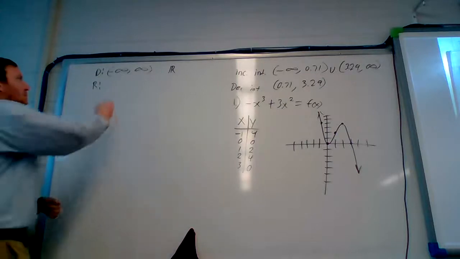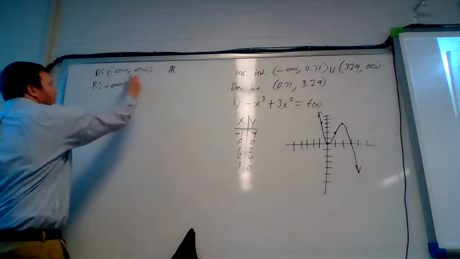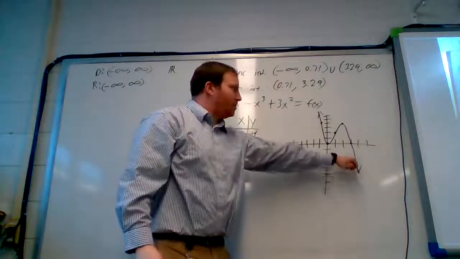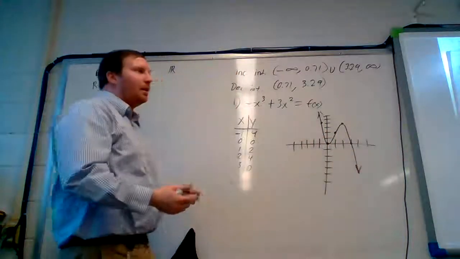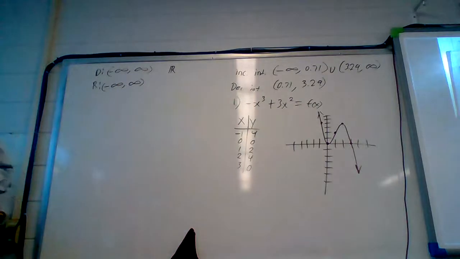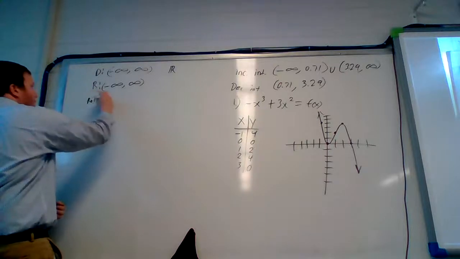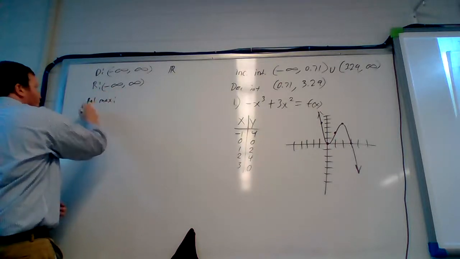Negative infinity to infinity, right? Lowest value up to our highest value, they're all connected. Negative infinity to infinity. Next question is relative maximum and relative min.